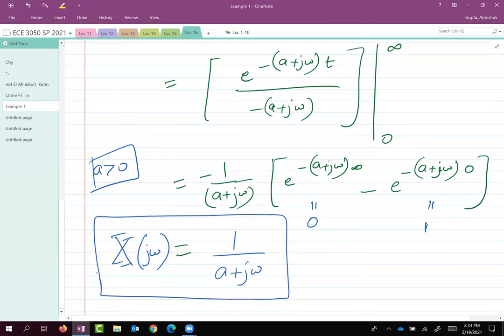Of this exponent. If only it were that easy in the real world. It'll be that easy in the exam.